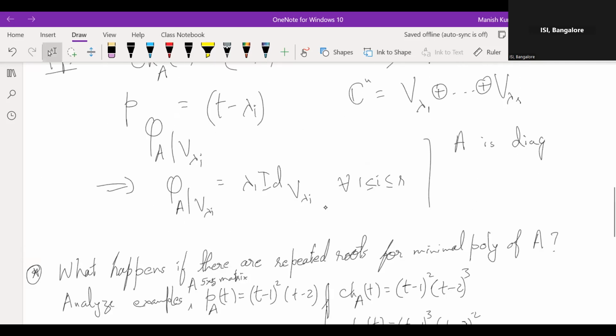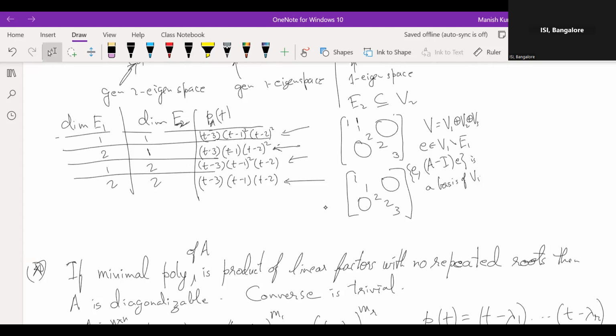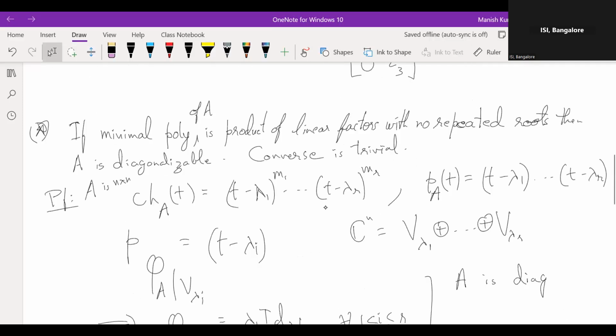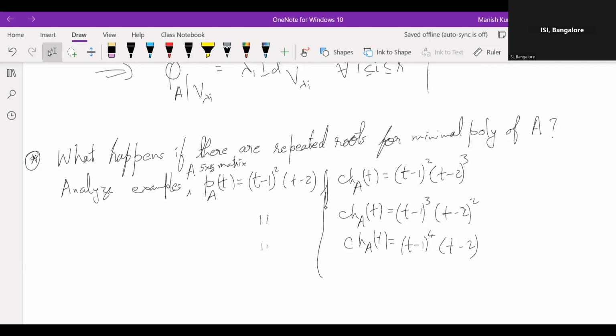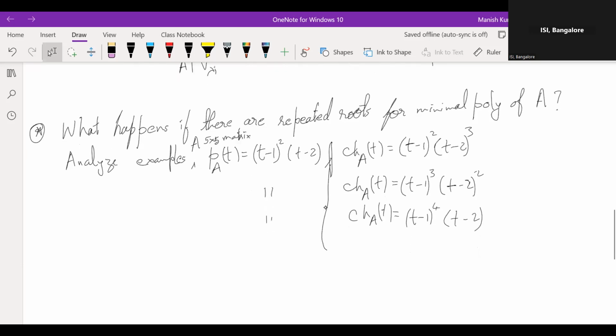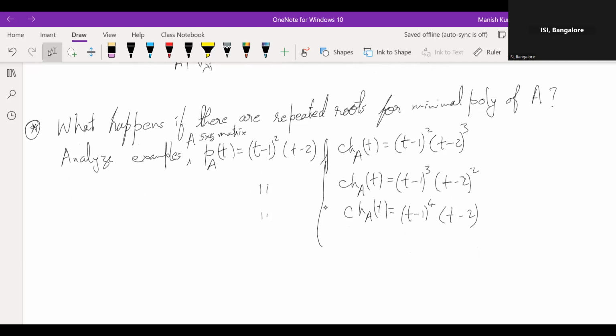Okay, so this was the case when there were three roots. Here there are cases when there are two roots. So maybe one can analyze these examples. A is a 5 by 5 matrix, and the minimal polynomial looks like (t minus 1) whole square. Suppose the minimal polynomial is fixed, (t minus 1) whole square times (t minus 2). Then there are many possibilities for the characteristic polynomial. This is the one I thought of analyzing when I was preparing this.